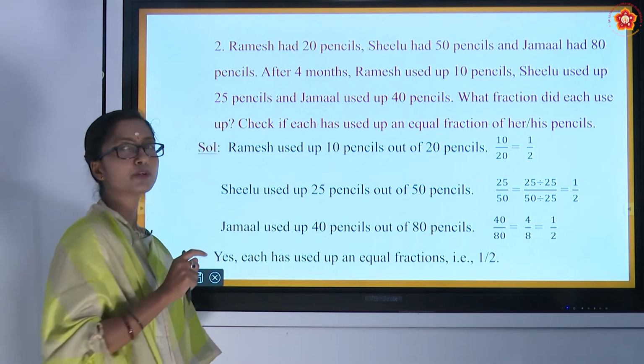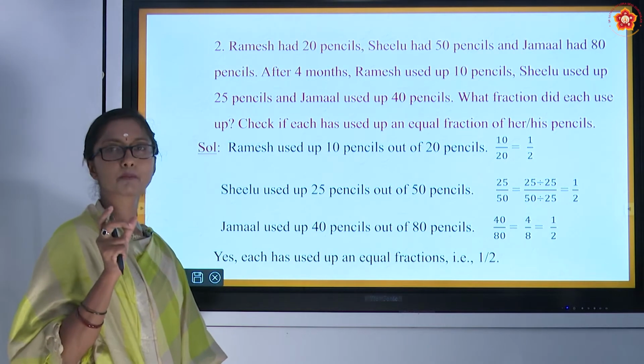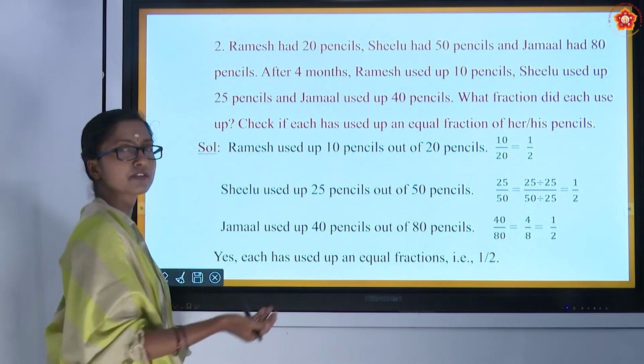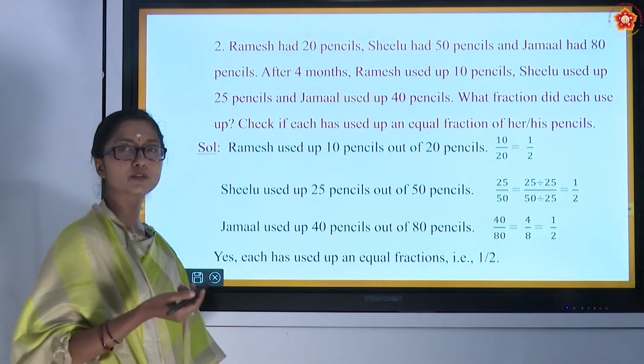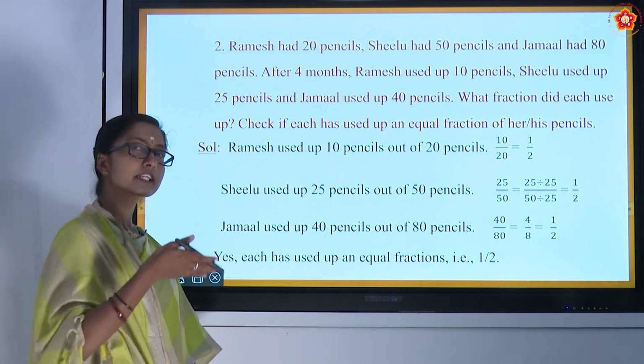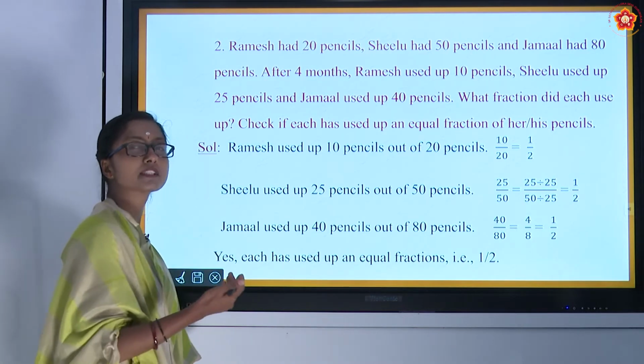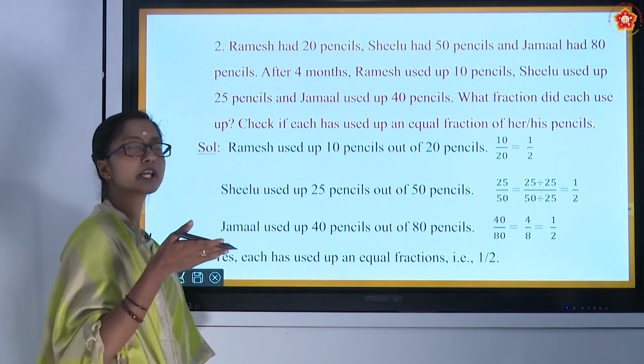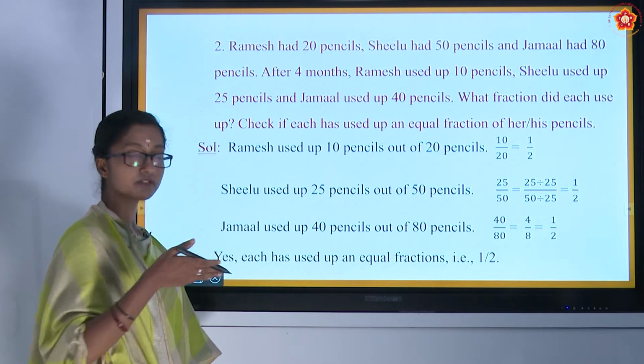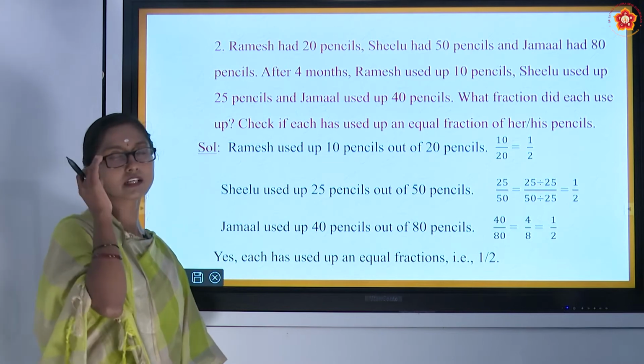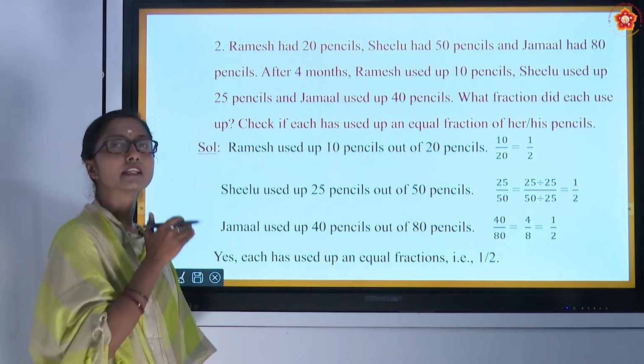Even in your home, your parents will bring you a complete pencil box. After a few days, when you start using the pencils, they will get reduced, right? Think that 10 pencils are there in a box. After some days, you use 4 pencils. Then 6 pencils are remaining. Pencils have got less in number.